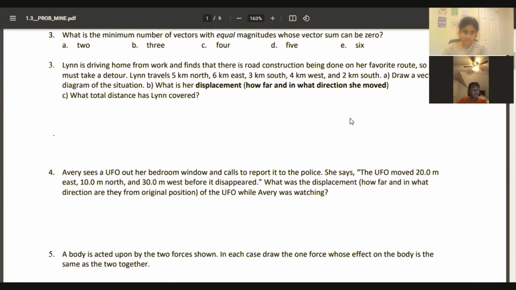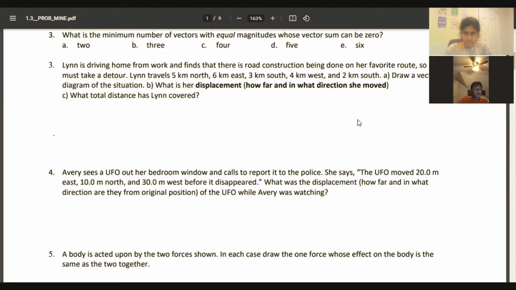So it says Lynn is driving home from work and finds that there is road construction being done on her favorite route. So she must take a detour. Lynn travels 5 kilometers north, 6 kilometers east, 3 kilometers south, 4 kilometers west, and 2 kilometers south. Draw a vector diagram of the situation and what is her displacement and what is her total distance.